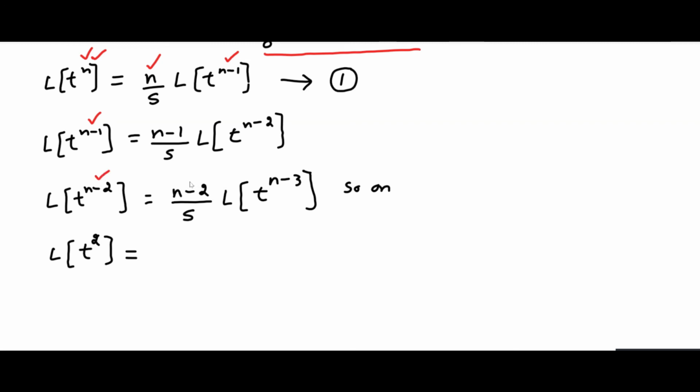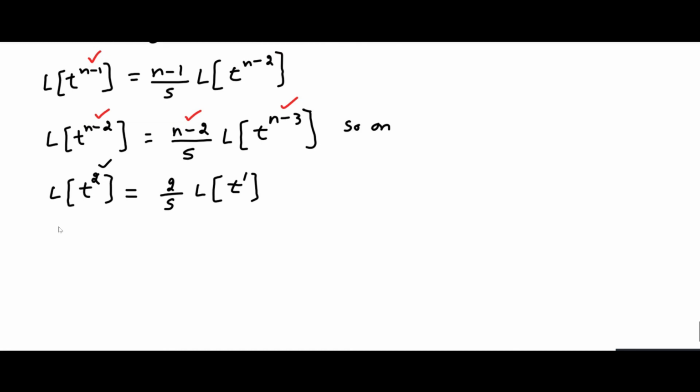the same rule, with power n minus 2 you get the same value, n minus 2. So if 2 is there, you will get 2 itself. So 2 by s, and then the Laplace transform of t, where the power is reduced by 1. Because 2 is there, 2 minus 1 becomes 1, so I will get t power of 1. Further, in the same way, if I want to find the Laplace transform of t power of 1, following the same logic, the power has to be the same.